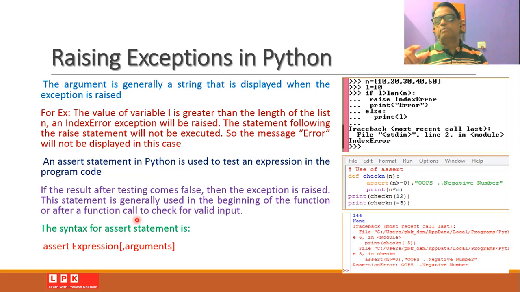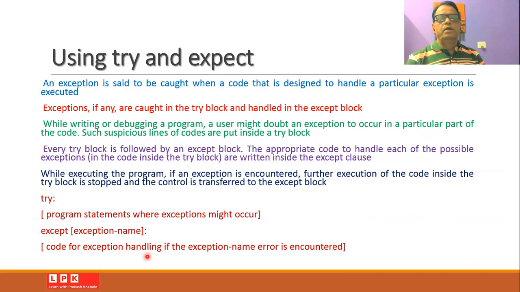An assert statement has to be used either at the beginning of the function, or you can use it at the end of the function. Its syntax, as shown in this example, is that we make use of assert expression, and then in the square bracket, we can write the arguments. It is also possible to make use of try and except.